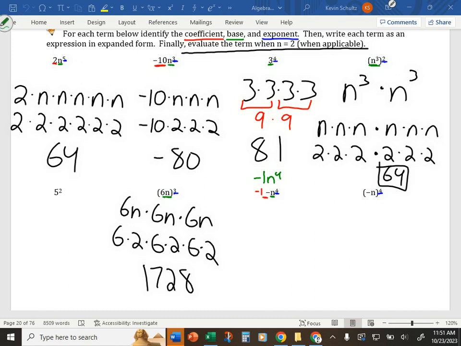So in expanded form, there's only one negative sign, and then 4 n's all being multiplied together. Negative 1 times n times n times n times n. Whereas in the second one, where that negative sign is in parentheses, what's the base of that power of 4?